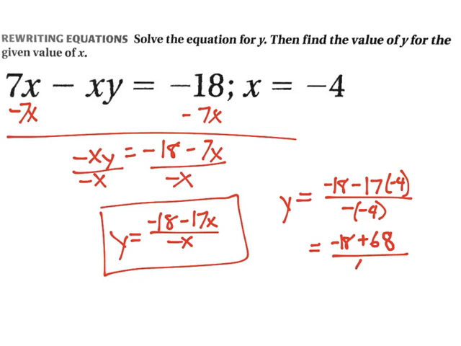and negative on the bottom makes it plus, and then we get 50 divided by 4. You can either leave it like that, or you can take 2 out of that, which would make that 25 over 2, which makes that 12.5. And that's your answer for y, 12.5.